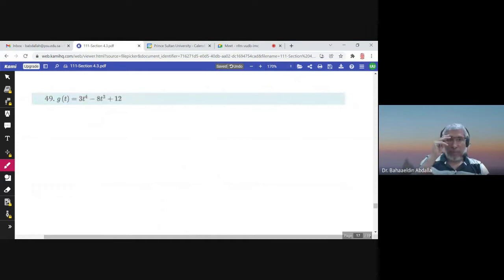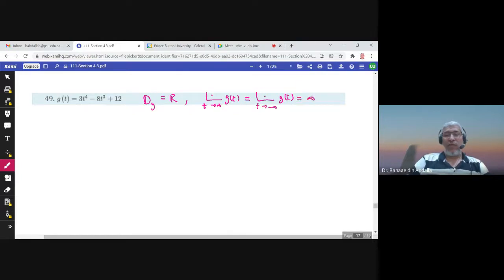Another function: the domain of g of t is all real numbers. Again, it's a polynomial. The limit of g of t when t goes to infinity is equal to the limit of g of t when t goes to negative infinity, which is equal to infinity, because the highest power is t to the power 4 and the coefficient is positive. So again, this graph goes up from the right and from the left, but this function is neither even nor odd.